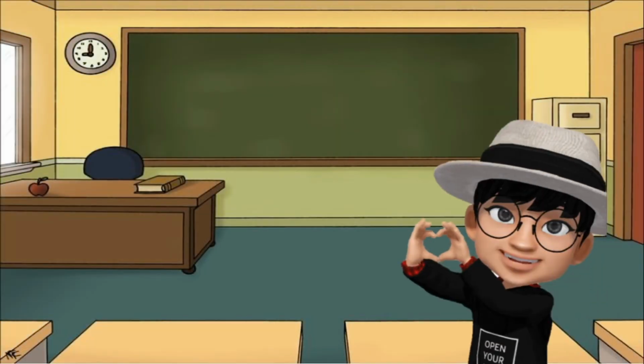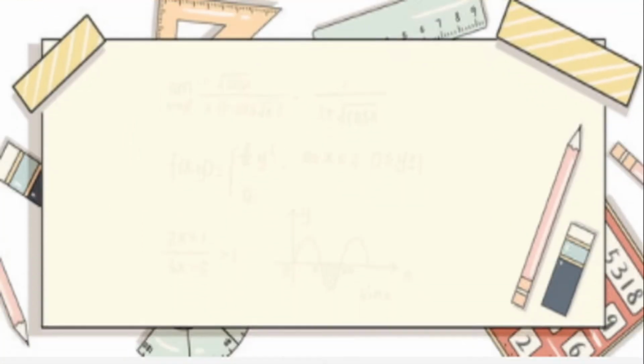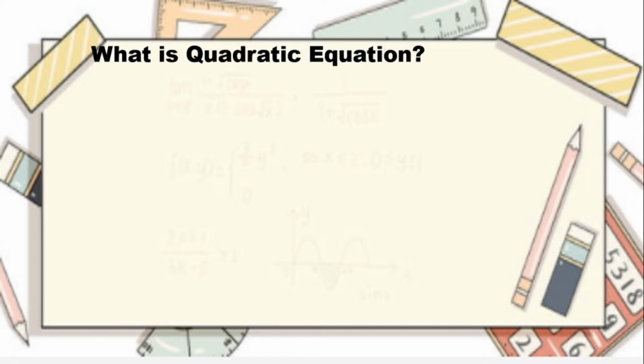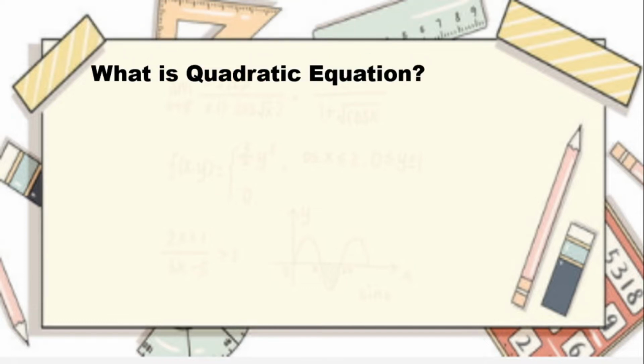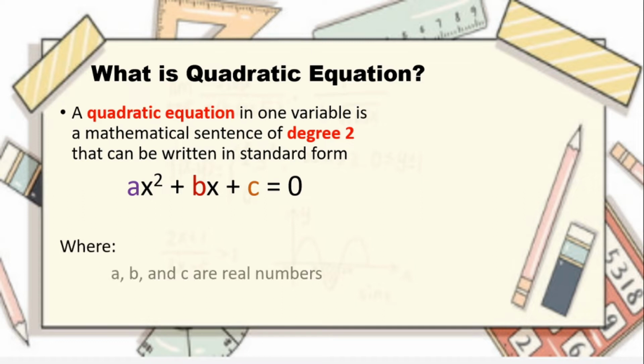My name is Sir Marcy and our lesson today is all about the illustration of quadratic equation. What is quadratic equation? A quadratic equation in one variable is a mathematical sentence of degree 2 that can be written in standard form ax squared plus bx plus c is equal to 0, where a, b, and c are real numbers and a is not equal to 0.